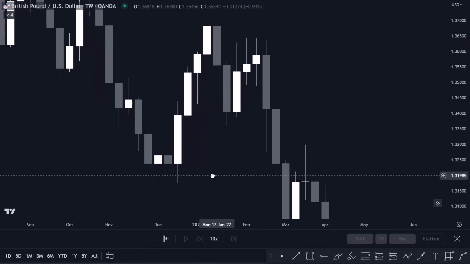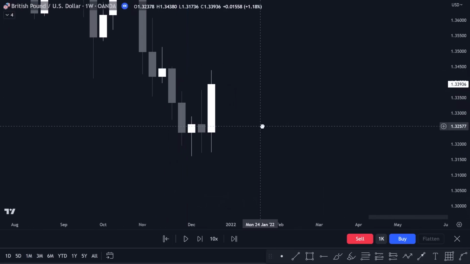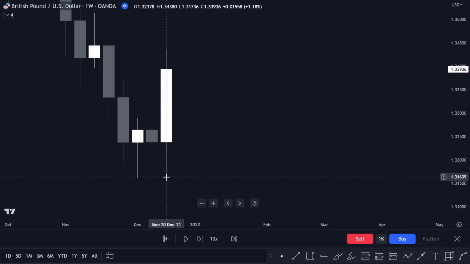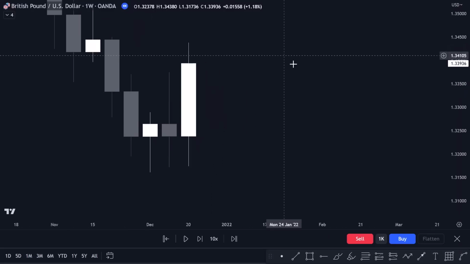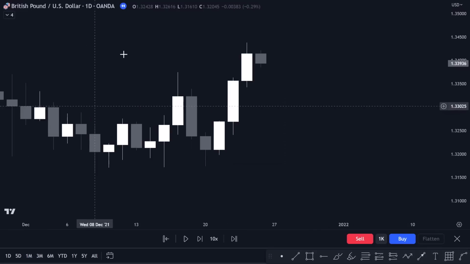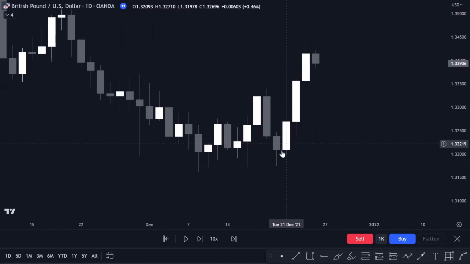Now, if I zoom in on any weekly candle, for example this one, we have the open here, then a low, the close here, and a high here. Now, if you go to the daily, let's say this is Monday, you would see that this is Monday, and this is your manipulation here.